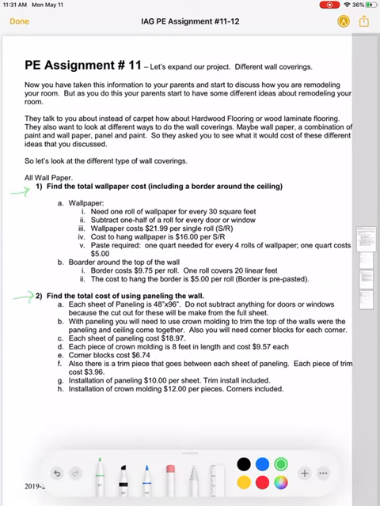So if you look at number 1, it says find the total wallpaper cost, including a border around the ceiling. So you are going to need your information from, I believe it is assignment 8, it might be assignment 7, but I think it's 8, where you calculated the square footage of all of your walls, your floor, and your ceiling. What you're going to do is find the total square footage of your walls.